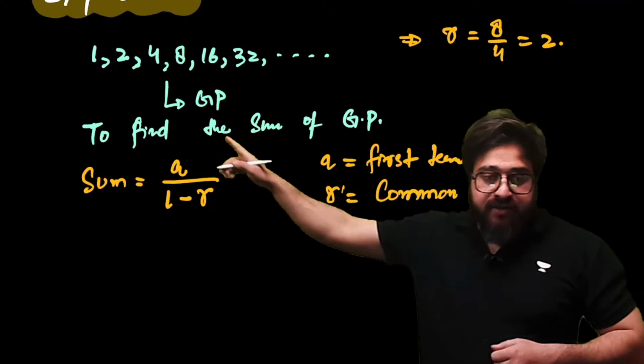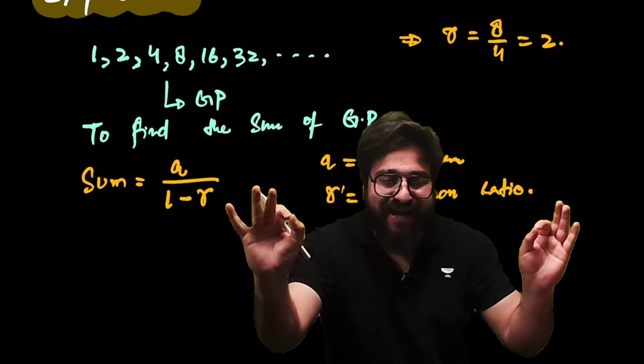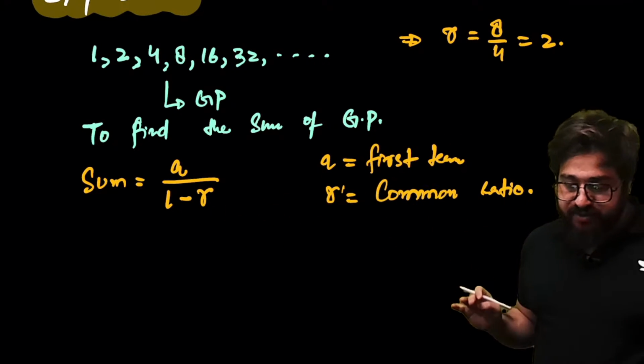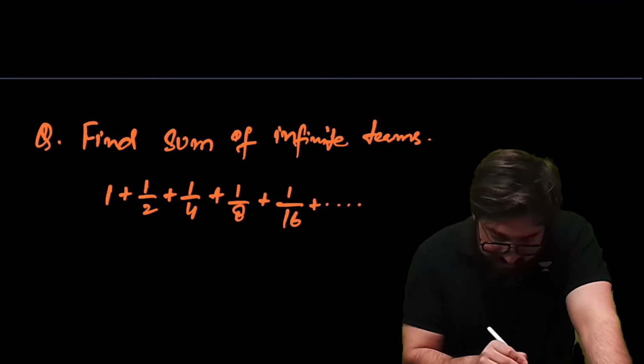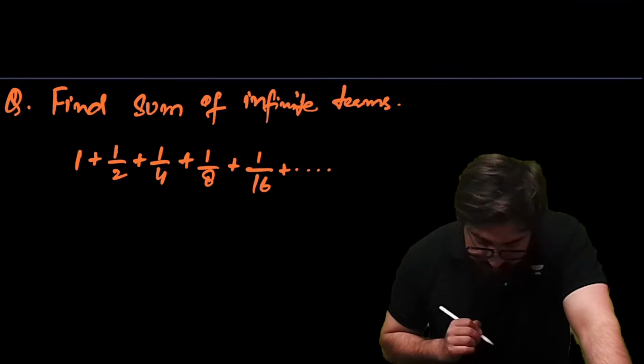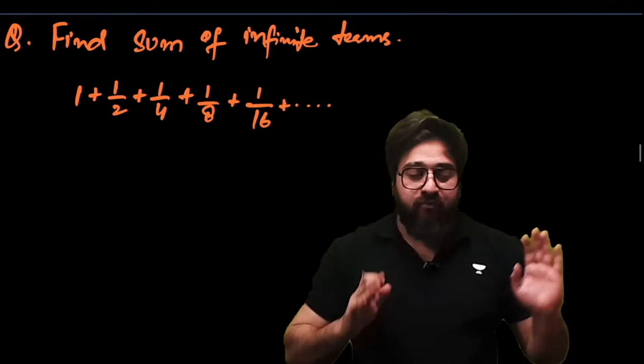What is the first term in this case? First term is 1. If you have got a geometric progression and you have to add it, there is a formula, a upon 1 minus r. Now, let's solve this particular question, which is based on the geometric progression. This is also a GP. In this particular case, we have to find its sum.